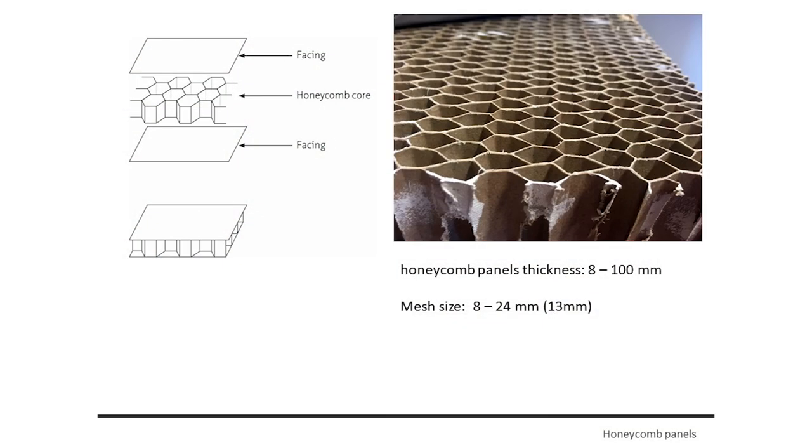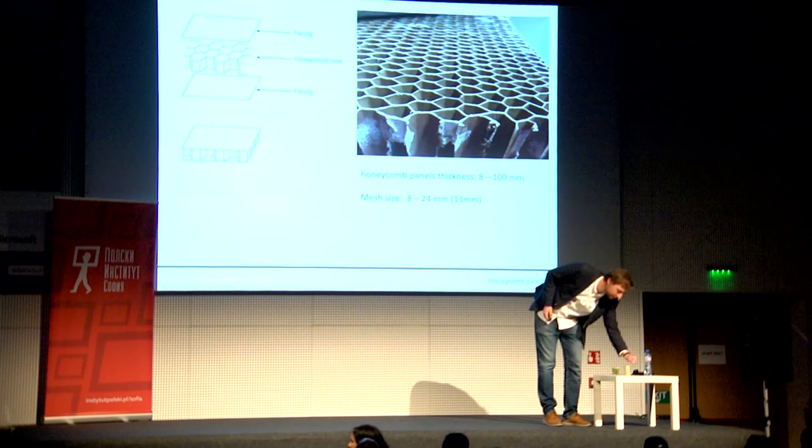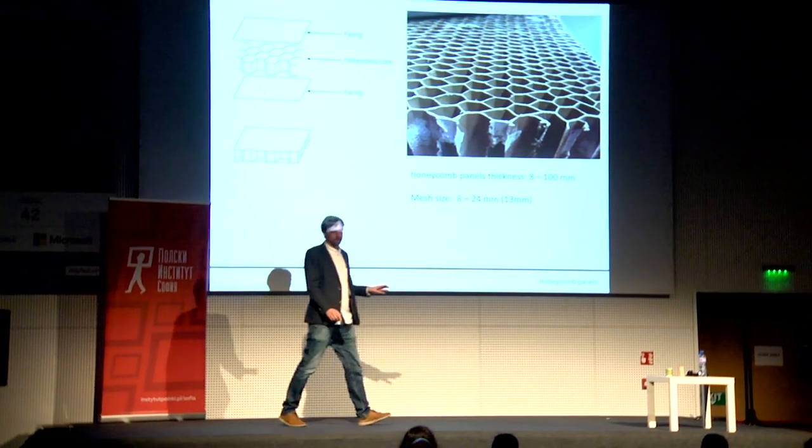First one, honeycomb panel. Actually, honeycomb panel is a very simple but very wise solution. You have a structure which looks like a honeycomb nest, and then two liners, two facings from the top and from the bottom. I'm not sure if you are aware, but this very table is made exactly with the same material. And it can hold 50 kilograms.